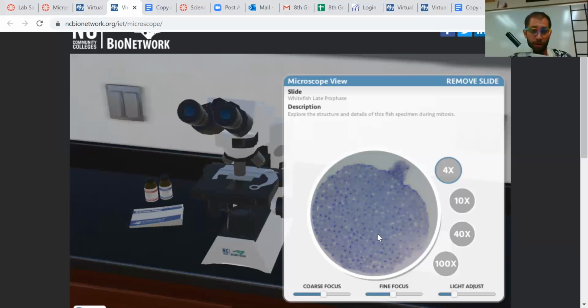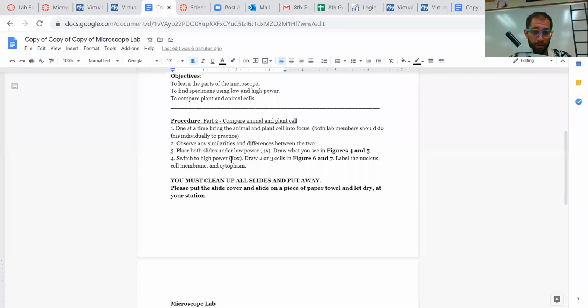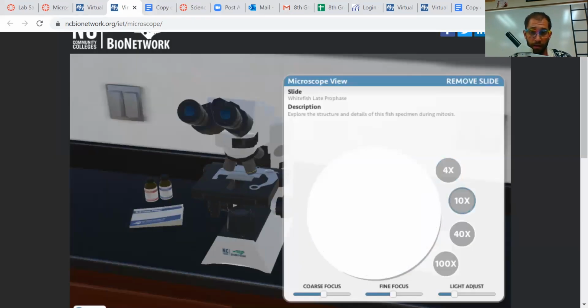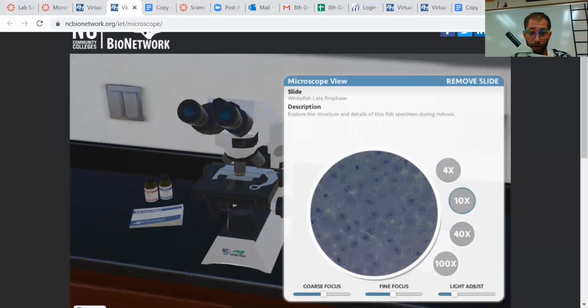Once we have this in focus, we are going to again draw that. So we have drawn in 4 times power our animal and plant cell. We're going to then go ahead and draw the animal and plant cell in 10 times power as well. So you might need to adjust your focuses a little bit. Again, refocus, figure out how do I get these clear and in focus. The light adjust, we're not as worried about adjusting the light, but once you get an image that you can see, we're going to draw our cells.